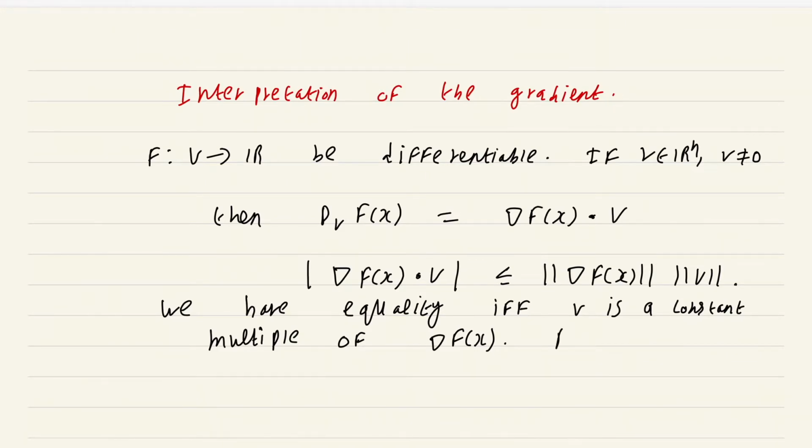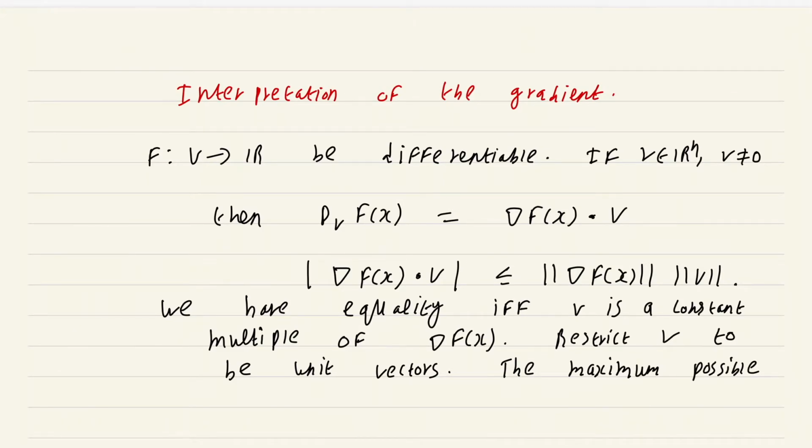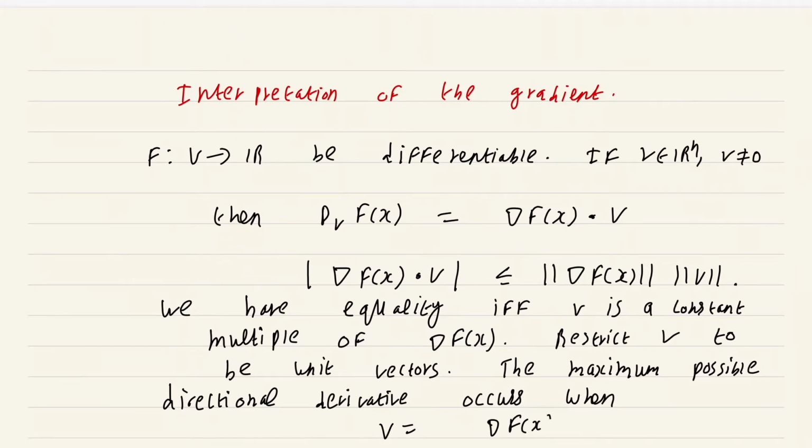Now restrict v to be unit vectors. Once you restrict v to be unit vectors, it is clear that the maximum possible directional derivative occurs when v is nothing but the gradient of f at x divided by the norm of the gradient. This is going to be a unit vector. I'm assuming the gradient is non-zero, for this to make sense.